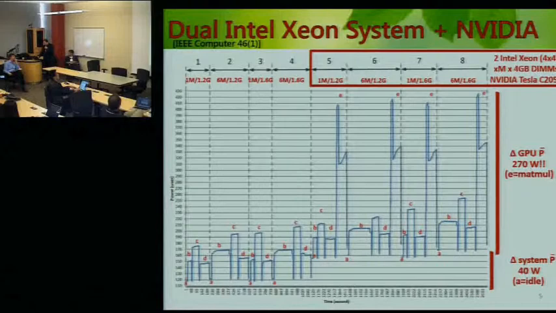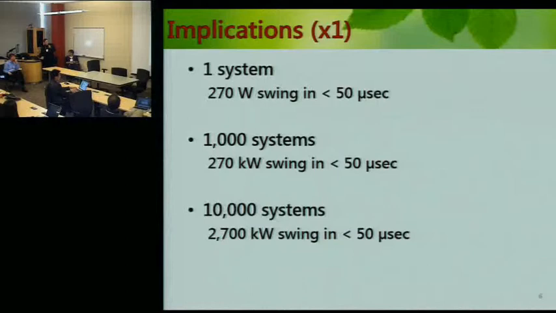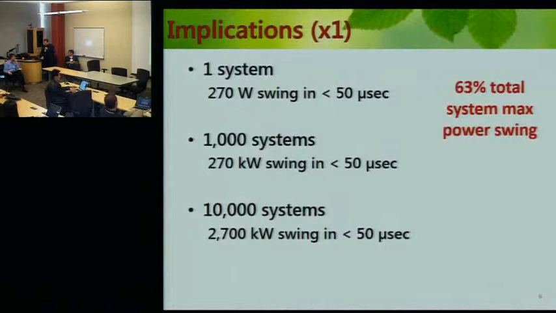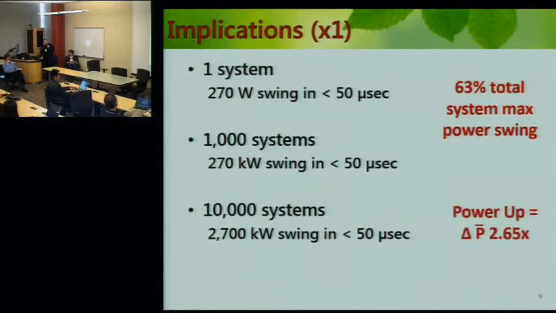So what does this mean? Who cares? Well, what you're seeing here in one system is a 270-watt swing in about 50 microseconds, roughly. With 1,000 systems, you're seeing about 270 kilowatts. With 10,000 systems, you'd see about 2.7 megawatts, right? That's a lot. I mean, in 50 microseconds, you might get a call from the power company. It's a 63% total power swing. And if you think of speedup, it's a power up of 2.65x, right?